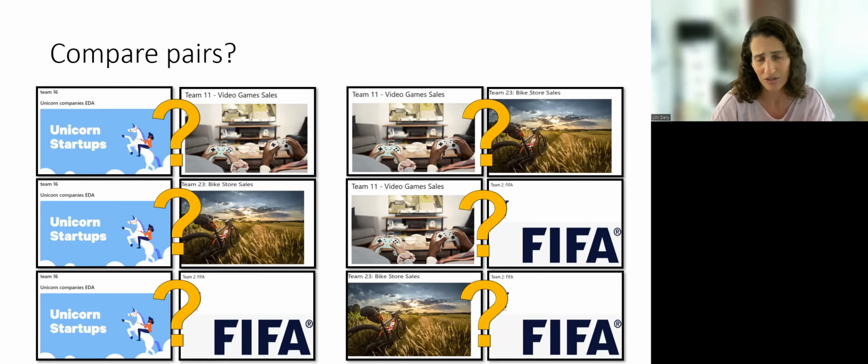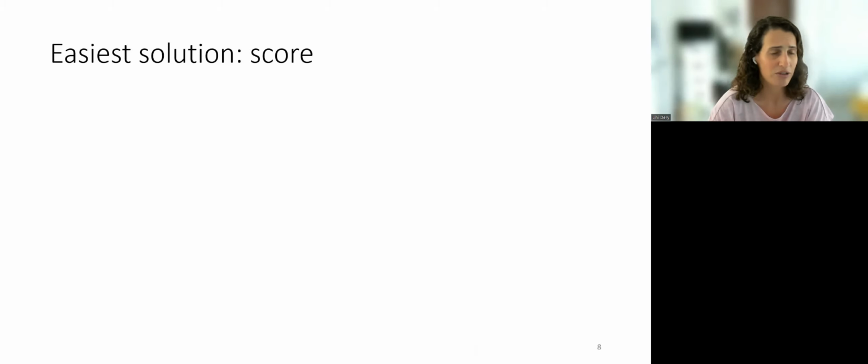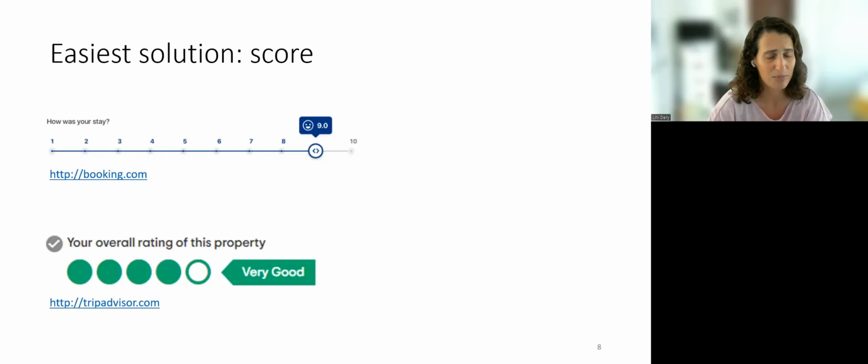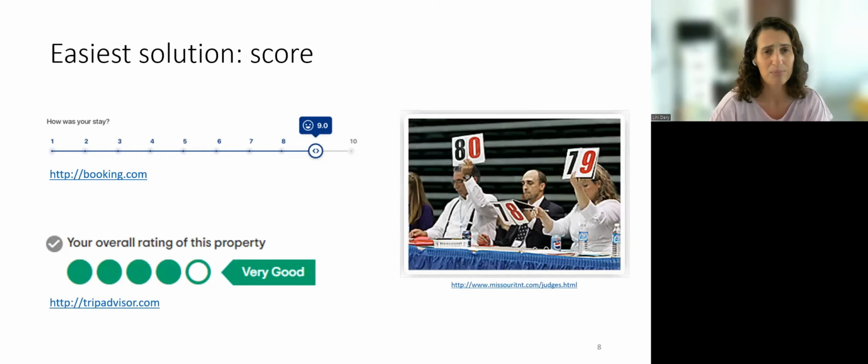Which brings us to the easiest solution, which is to ask people to give a grade or a score to a project. And this is a solution that is often used. Booking.com uses this solution. TripAdvisor uses this. Olympic Judges uses this. Amazon uses this. Mostly when you're online, you will be asked to provide a score. Teachers use it because this is so easy. So this is what is often used, but this is not without problems.